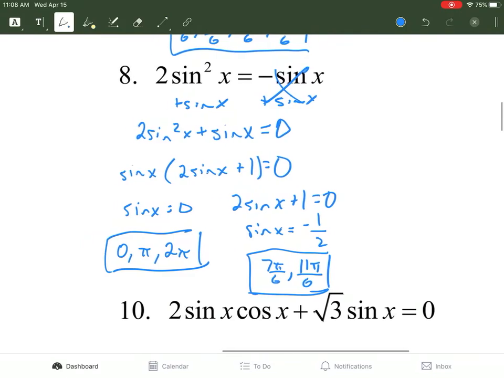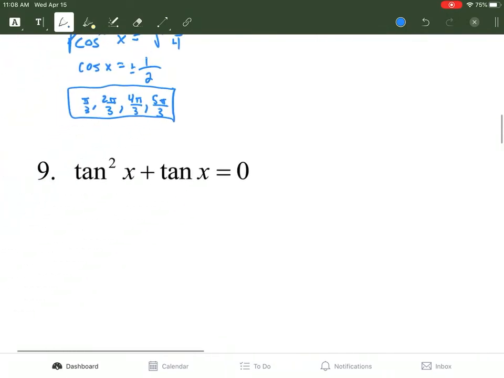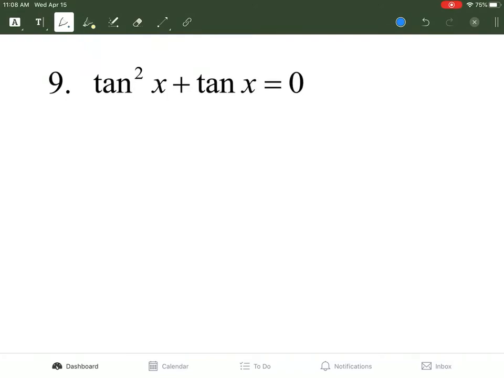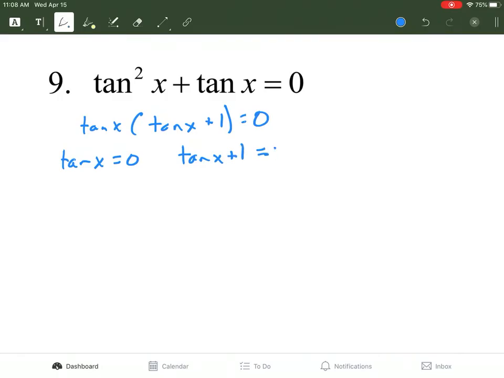All right. Number 9. Same kind of idea that we just had. All right, we can take a tangent out of both of these terms. So we have tangent of x plus 1 equals 0. Now we can take both these factors and set them equal to 0. All right, the first one is already solved for x. The second one, we have to solve for tangent. So we get tangent is equal to -1.